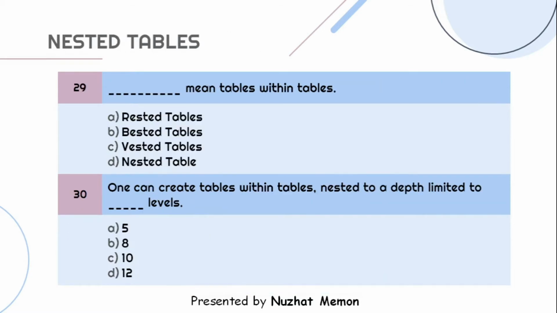29. Dash mean tables within the table. So here we are starting our next topic, that is nested tables. So what does nested table means? So nested table means the tables within the tables. So one can create tables within tables that is nested to a depth limited to 10 levels. So the correct option here is 10. You can't create nested tables more than 10 levels.